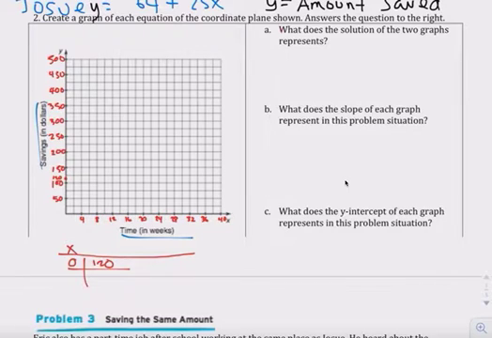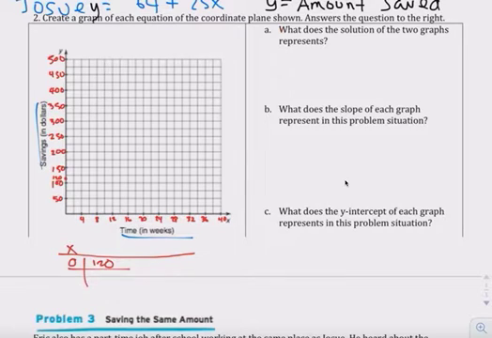Okay, and if it's 20, 64 plus 25 times 20. 25 times 20, 500. Exactly. 500 plus 64 is 564. So 564 is somewhere over here. Connect the dots. The intersection is somewhere here. It's about 14. What is the solution of the two graphs?